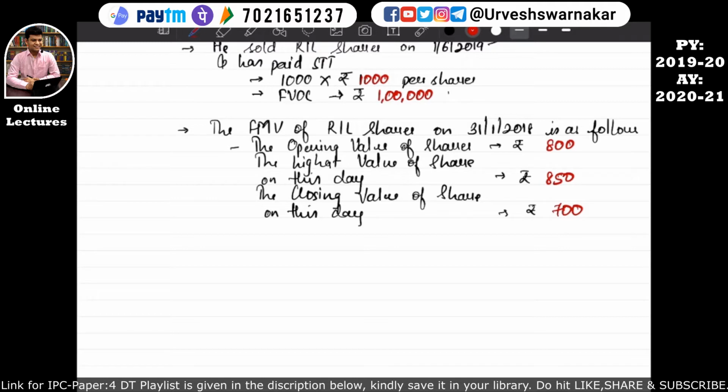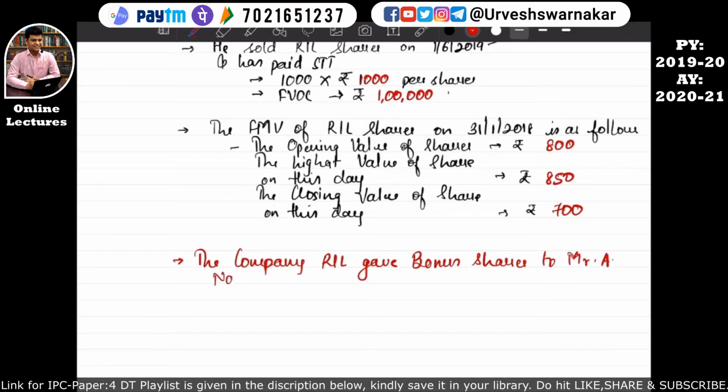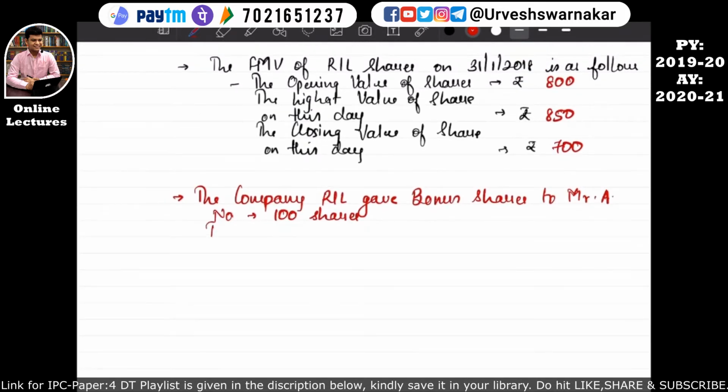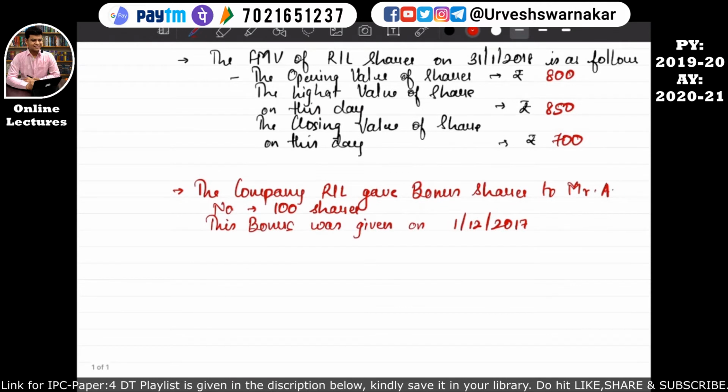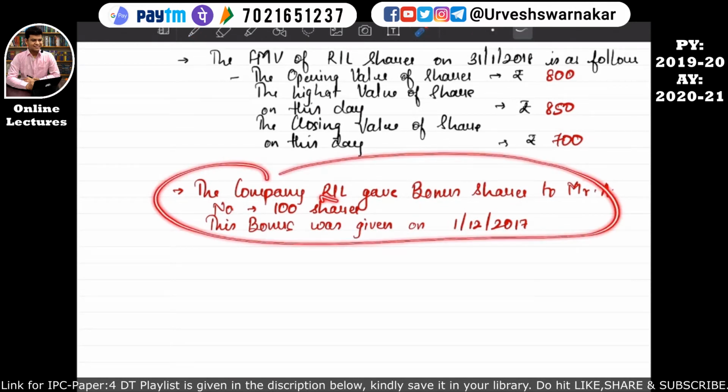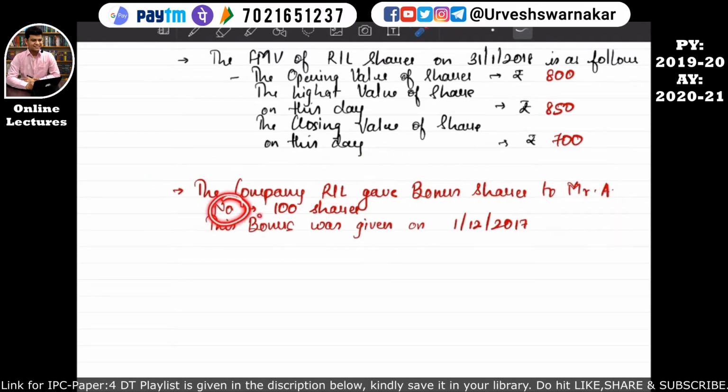One more detail I'll add over here: the company Reliance Industries Limited gave bonus shares to Mr. A. The number of bonus shares given is 100 shares, and this bonus was given on 1st of December 2017. I hope this is quite clear to you all. So there is one more detail I have added.